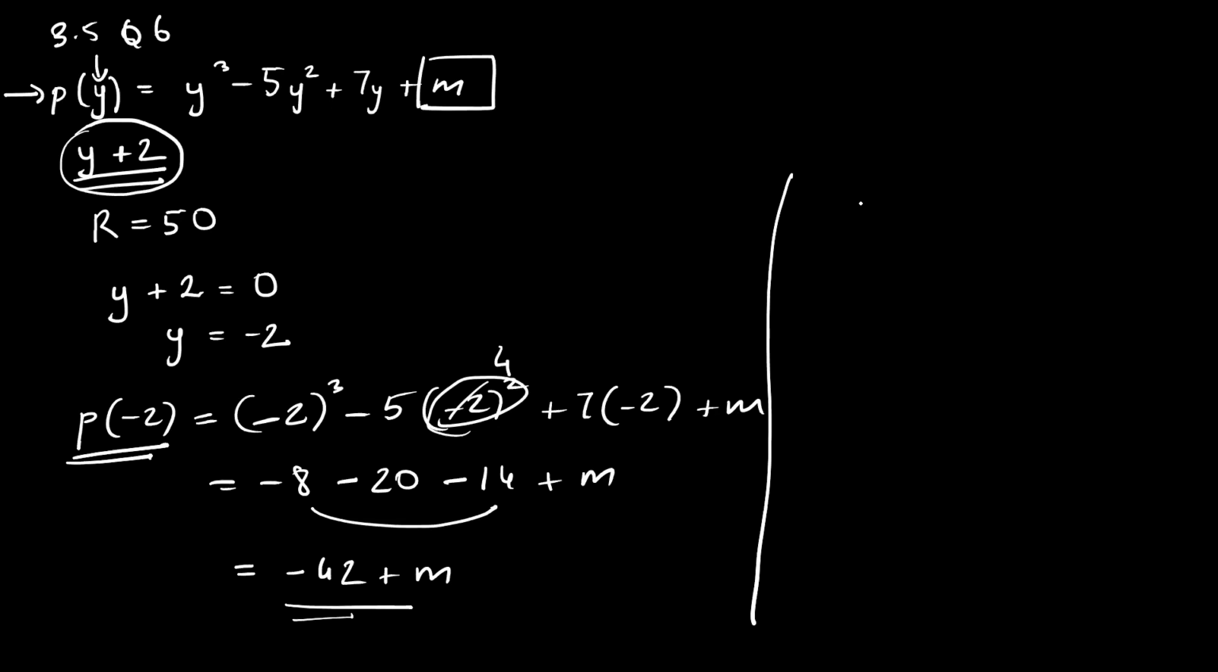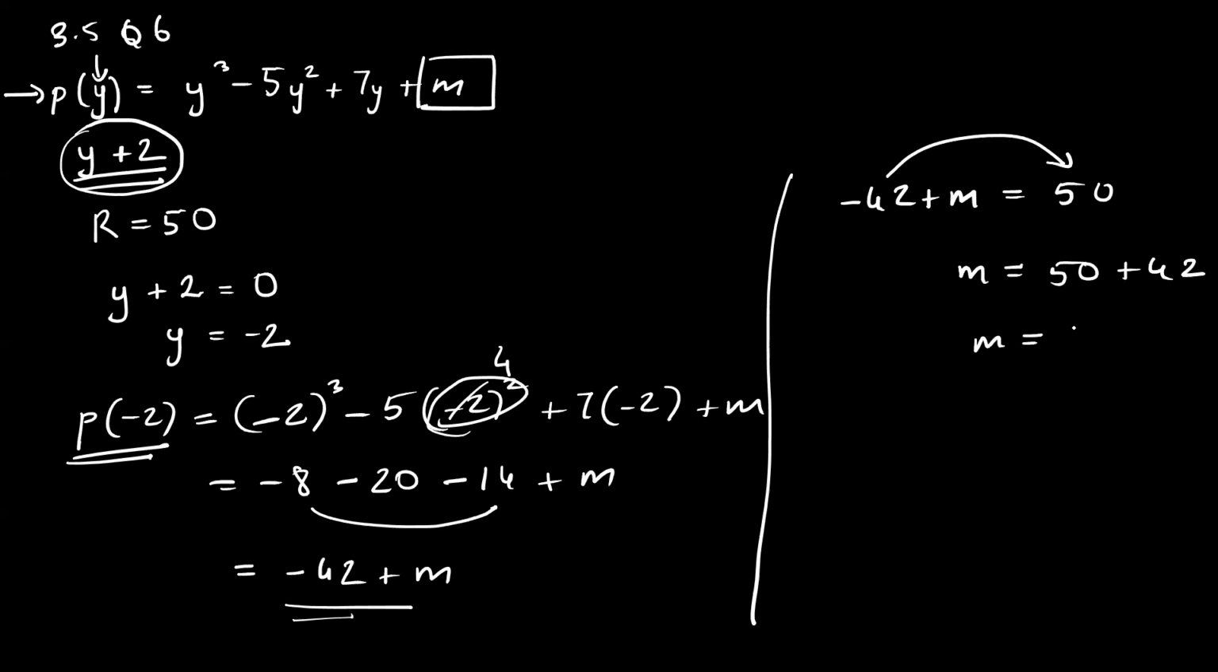And they have told us that the remainder, that is minus 42 plus n, this remainder is equal to 50. The value of n we can get by taking minus 42 there and adding. So 50 plus 42. n is equal to 92. Right? Just check if there's any calculation error.